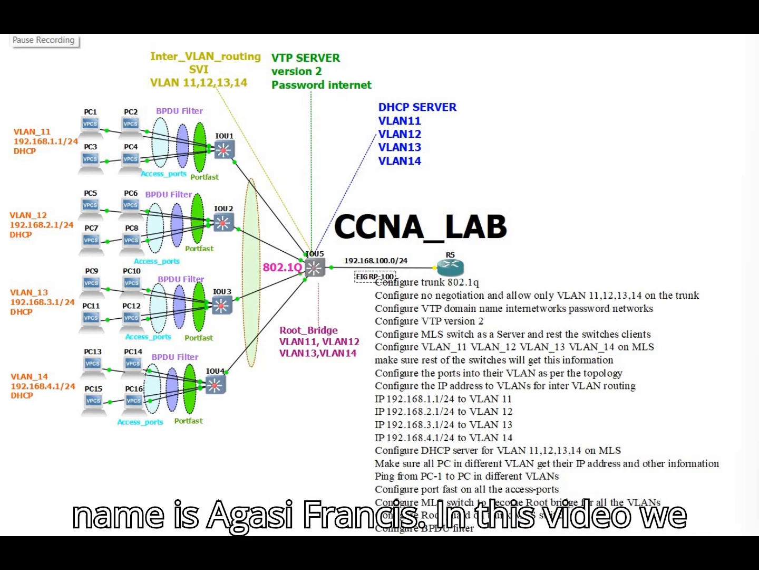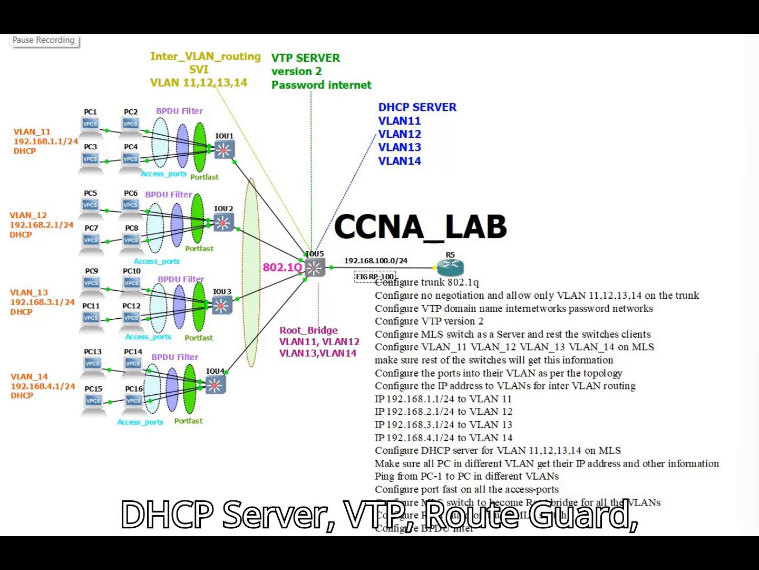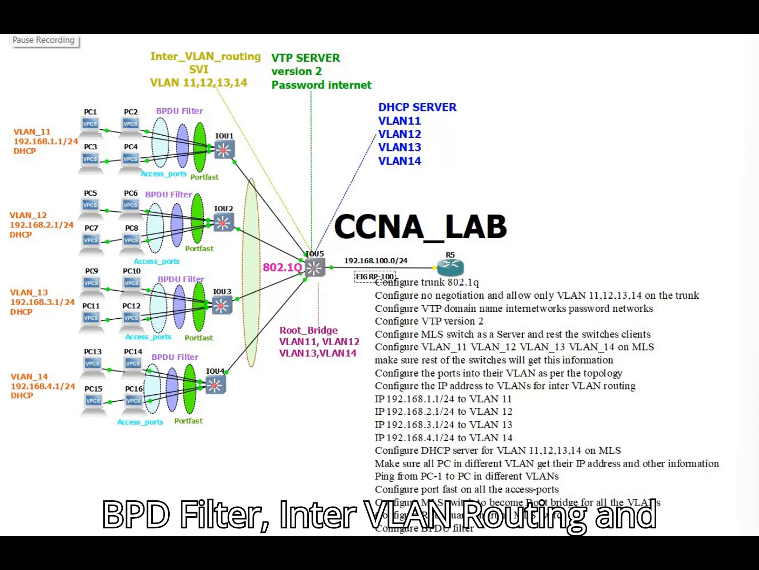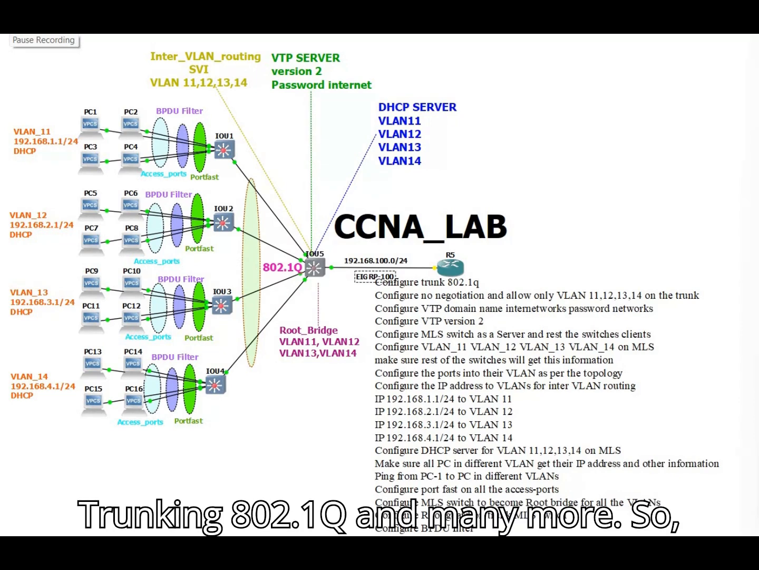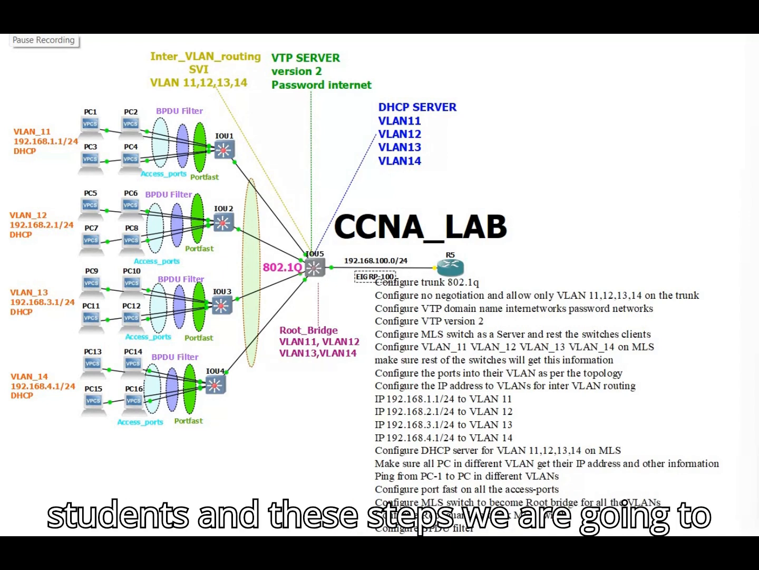Francis. In this video, we will see the configuration of the SVI DHCP server, VTP, root guard, BPDU filter, Inter-VLAN routing, and trunking 802.1q, and many more. So this lab is good for the CCNA and CCNP student. And these are the steps we are going to take.